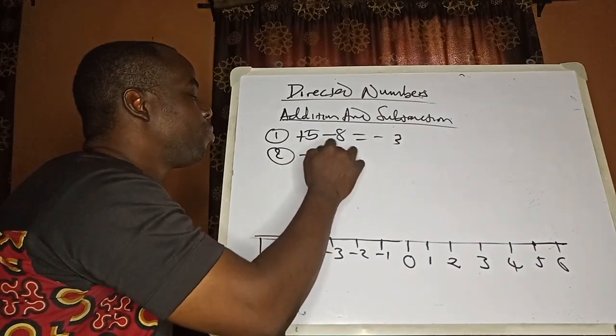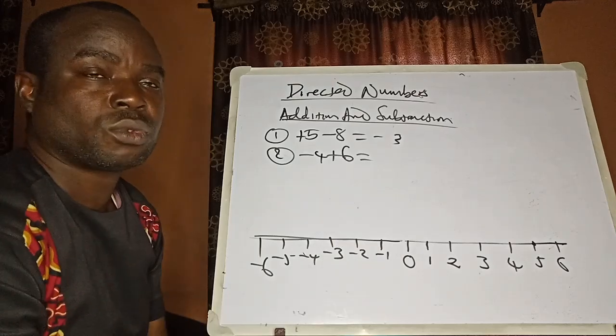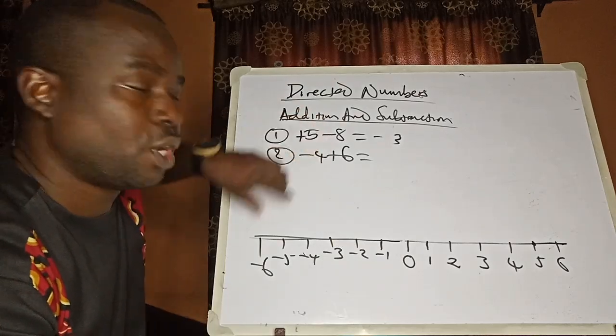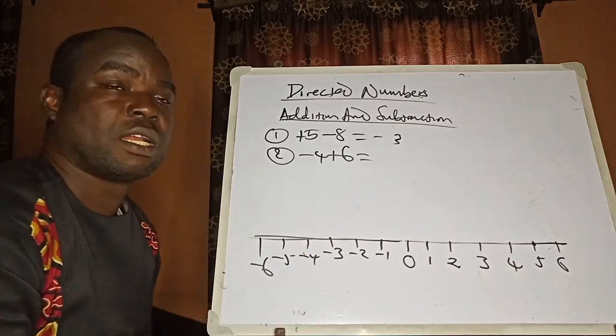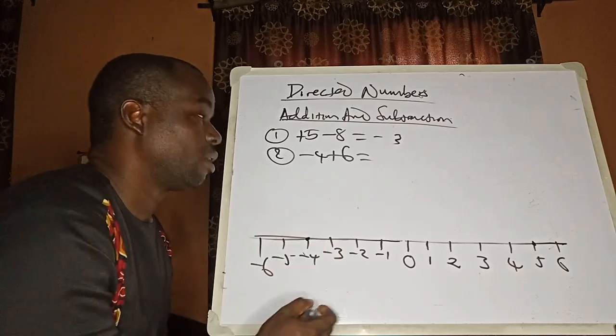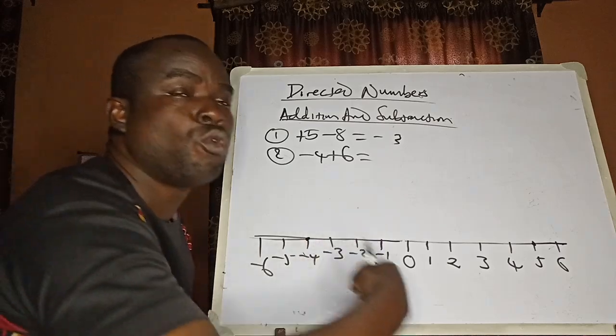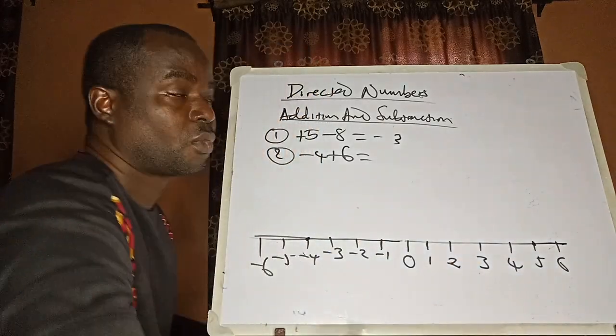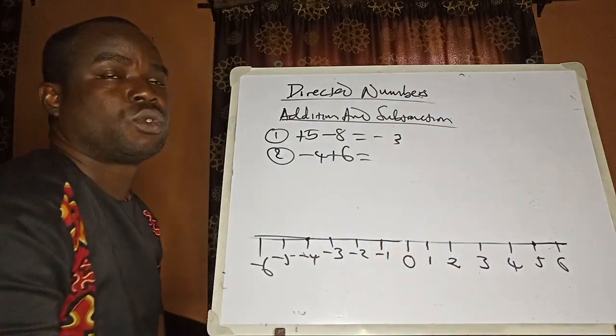Let's do minus 4 plus 6. How do you do this one now? You locate the first number, which is minus 4. Where is minus 4 here? You can see minus 4 here now. So you have minus 4 starting from here. Plus 6 means you should move 6 places forward.